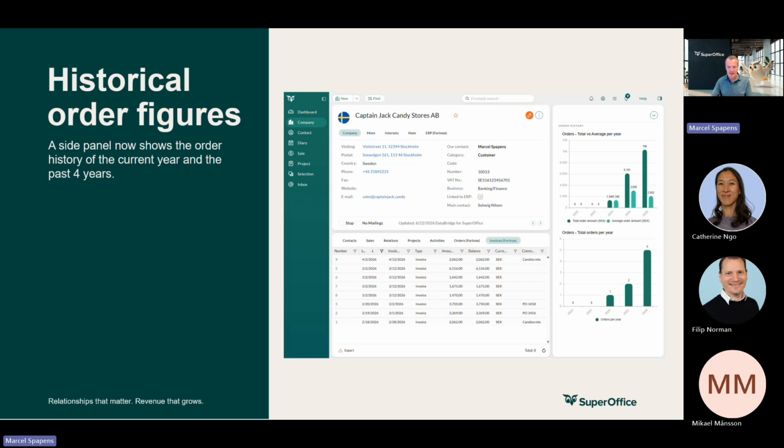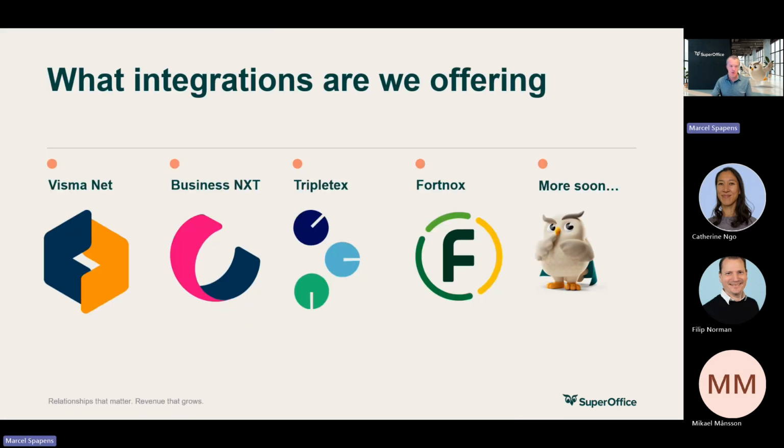So what have we improved in Q2? We have added a side panel that shows the total amount, the average amount, and the number of orders historically per customer. So now what you see here on the right side of the screenshot, there are some graphs with the customer card in SuperOffice that will give you a very good insight of what has been happening with this customer the last four years. And we have done this for all the integrations that we have today: Visma.net, Business Next, TripleText, and Fort Knox. And I'm going to hopefully in the next product roundup tell you which ERPs we are working on further. So there will be more ERPs to be integrated very soon.